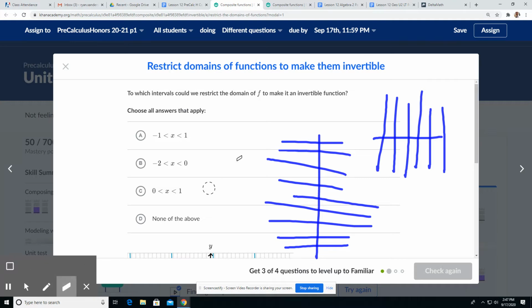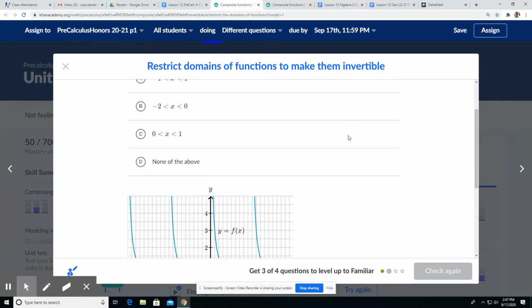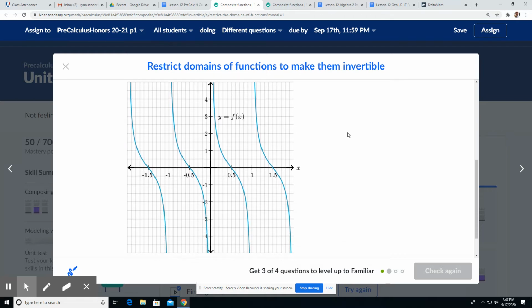So that's what it means to be an invertible function. So we have to kind of restrict the domain. We're restricting the domain so that it passes that vertical and horizontal line test, basically, since we're given the graph here. So on these, we can kind of see this looks like a trig function here, probably like tangent. But basically, we're looking for something that passes a vertical and horizontal line test.